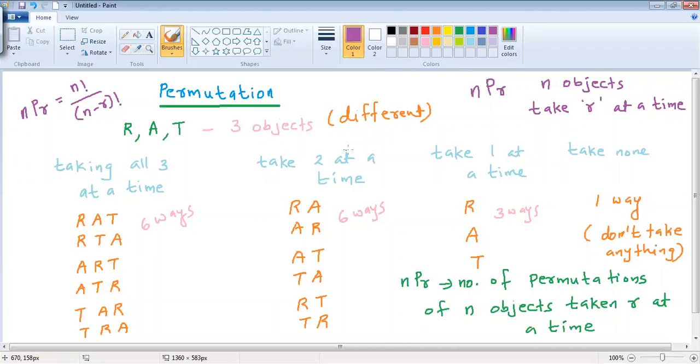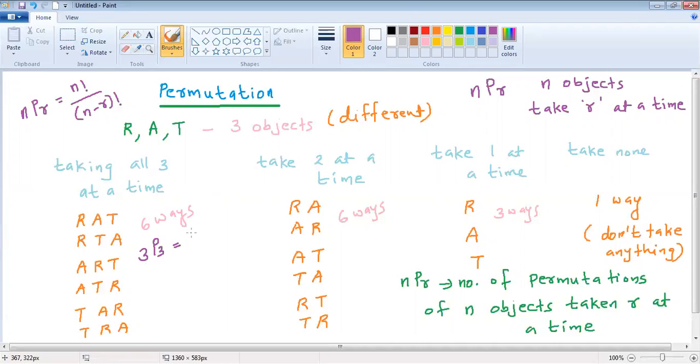Look at the first example. Here you have 3 items. You have to take all the 3 items. So it is nothing but 3P3, number of permutations of 3 objects taken 3 at a time.